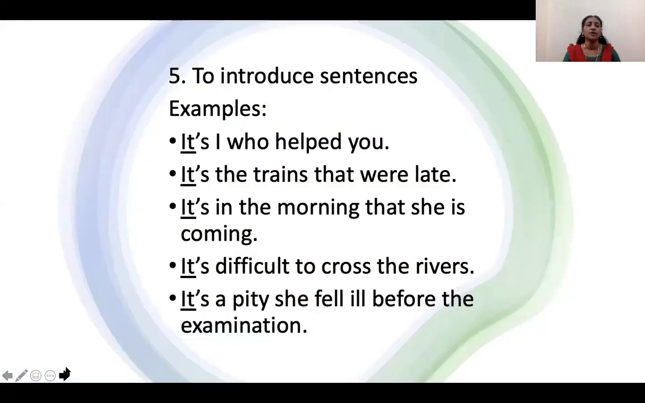Number 5, to introduce sentences. Sometimes when we introduce sentences, we use it. It's I who helped you. It's the trains that were late. It's in the morning that she is coming. It's difficult to cross the rivers. It's a pity she fell ill before the examination.